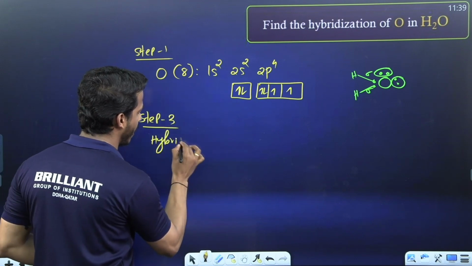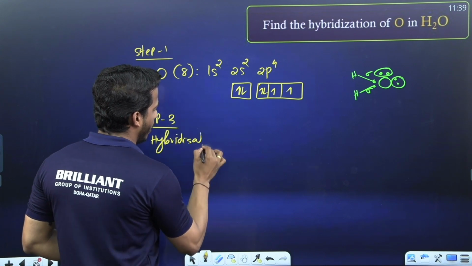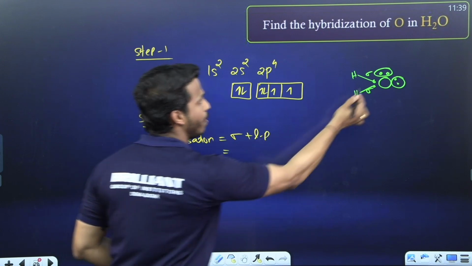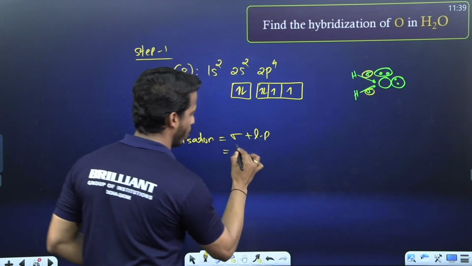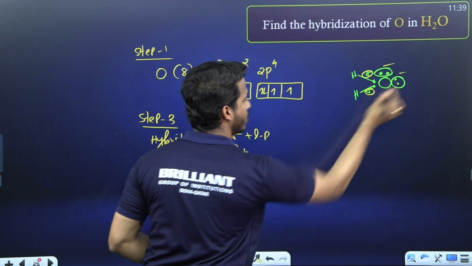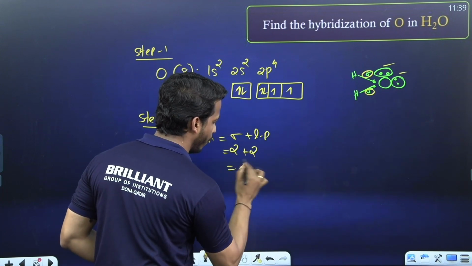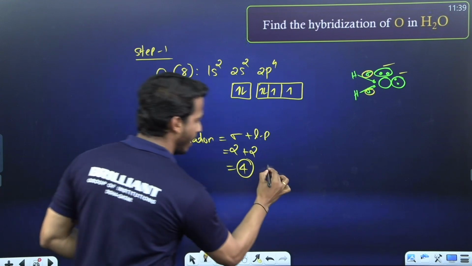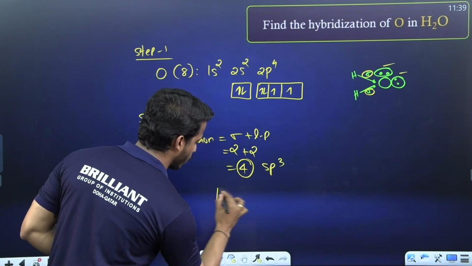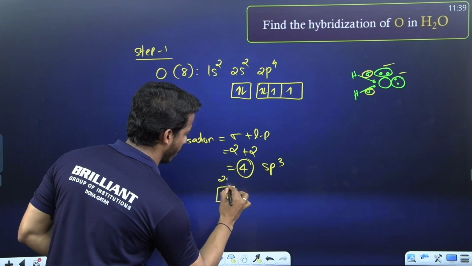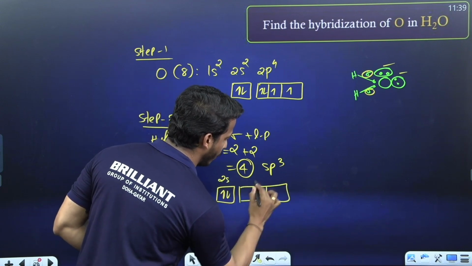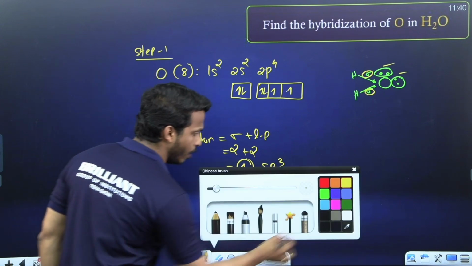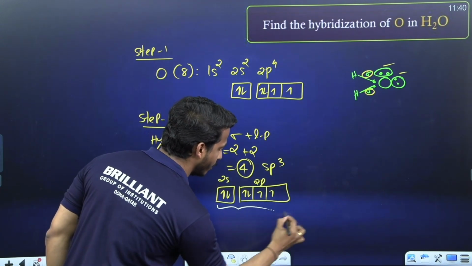You know, hybridization is given by the sum of sigma bonds and lone pairs. How many sigma bonds on oxygen? 2 sigma bonds. How many lone pairs? 2 lone pairs. So the total is 4. 4 means what is the hybridization? sp3. Right? How to write this one? This is the 2s orbital and this is the 2p orbital. So sp3 means we have to mix s and 3 p.